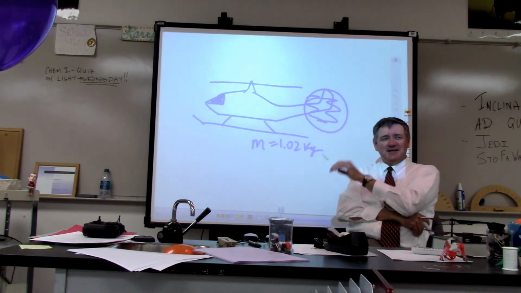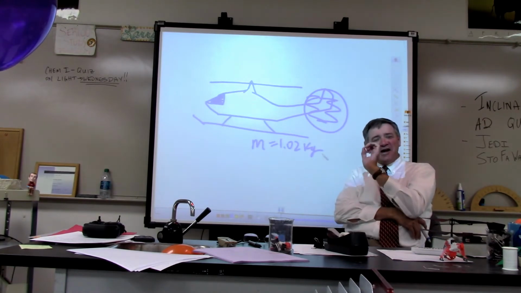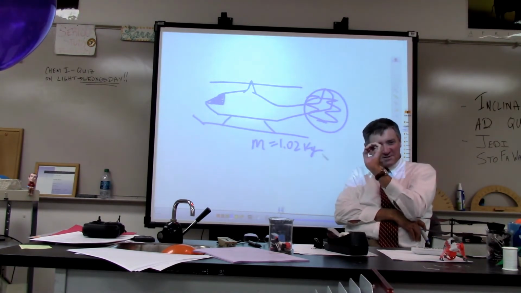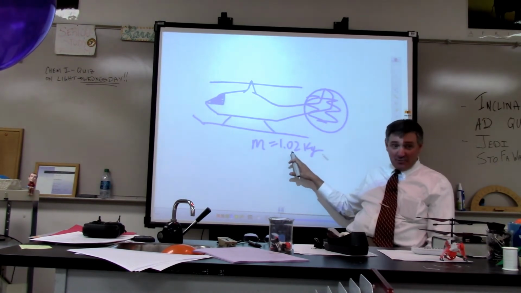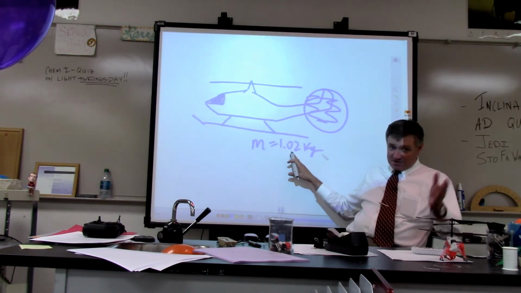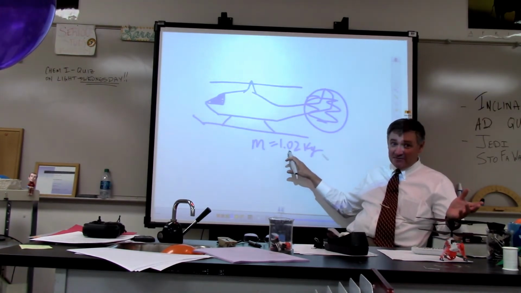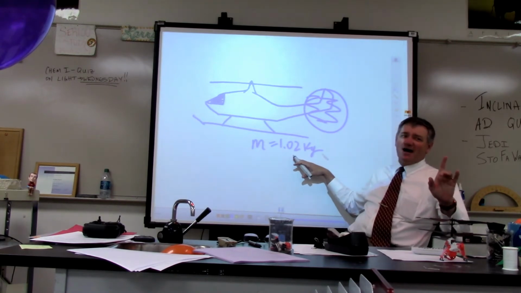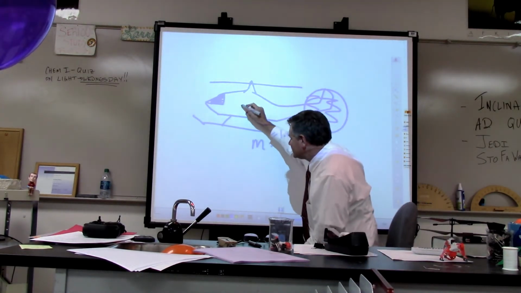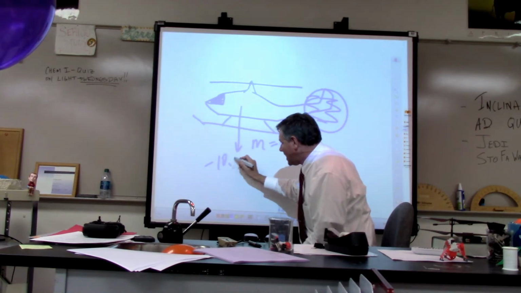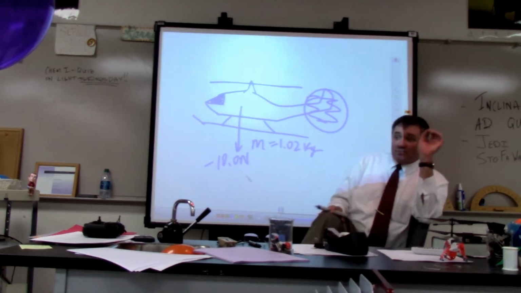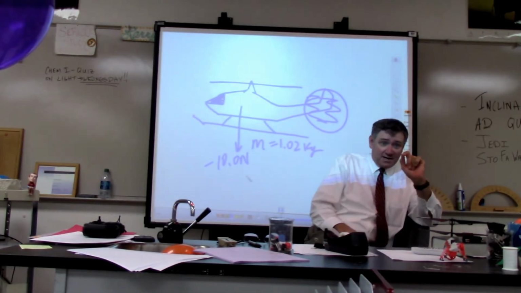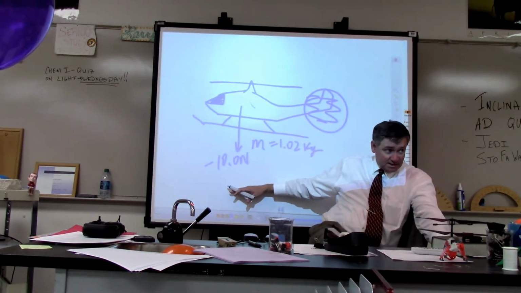How do you calculate the gravitational force? Mass times the gravitational acceleration. Yes. If I take mass times 9.8 meters per second squared, what do I get? 9.996. So let's just call it 10. That's why I picked 1.02. Okay, so here's the deal. I got a downward force of negative 10 newtons. That's it. No matter how fast the blades are spinning, this is what's acting downward.